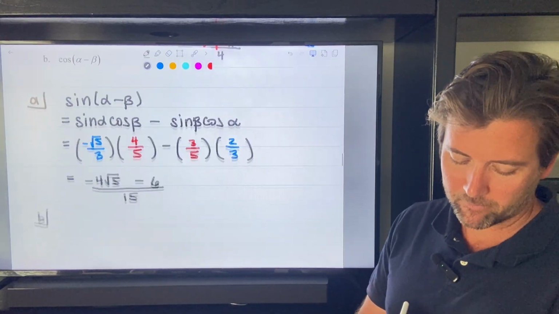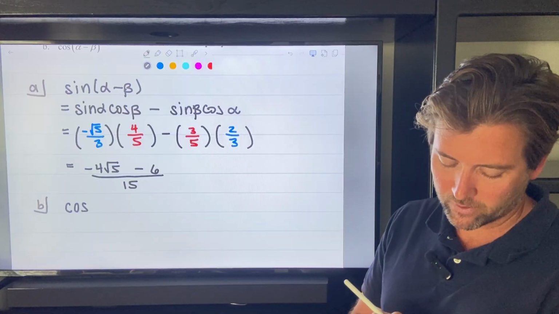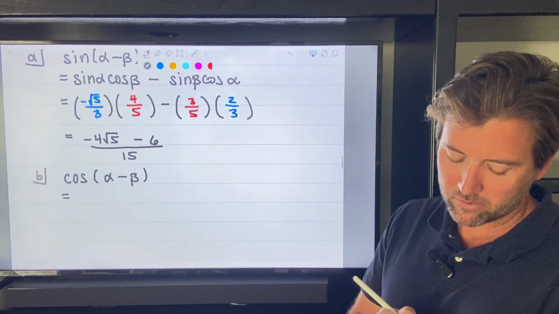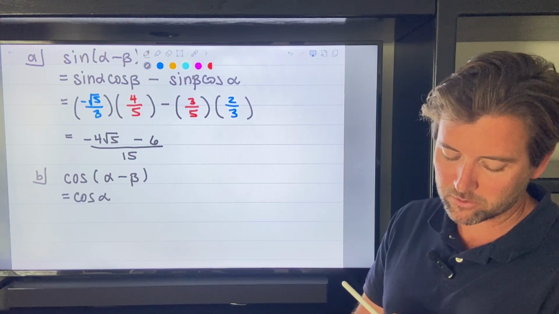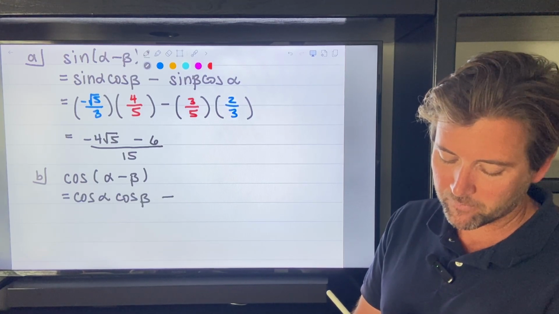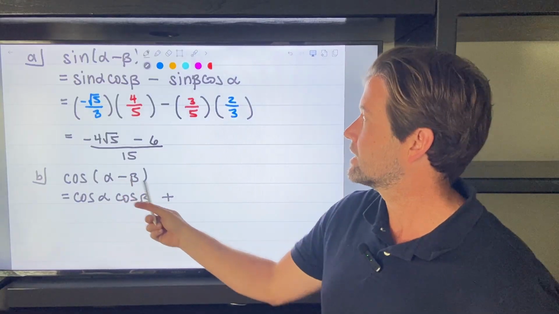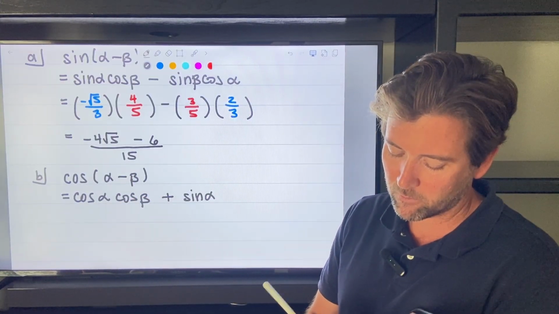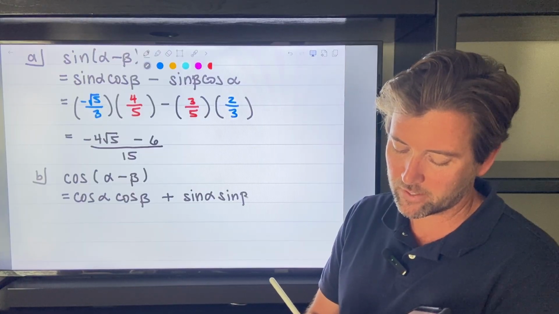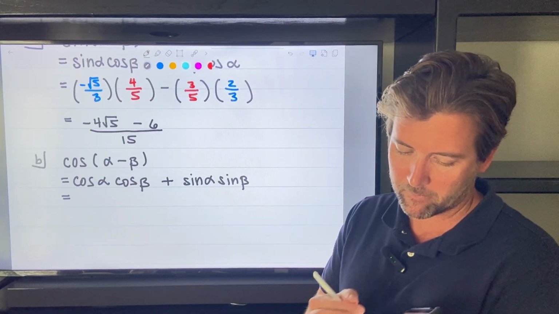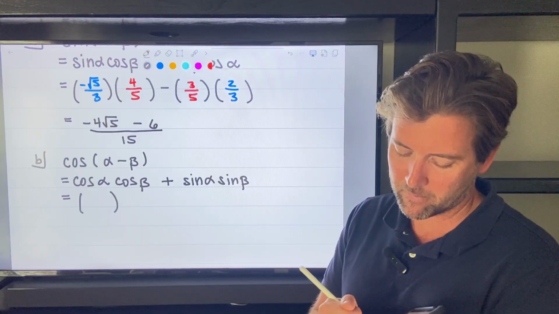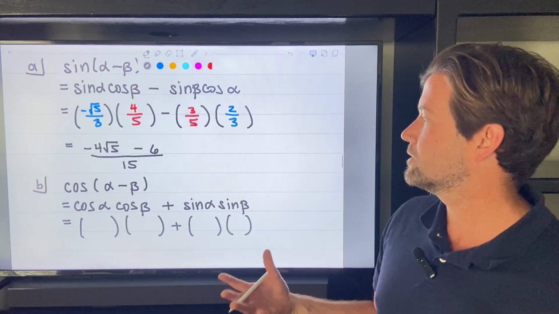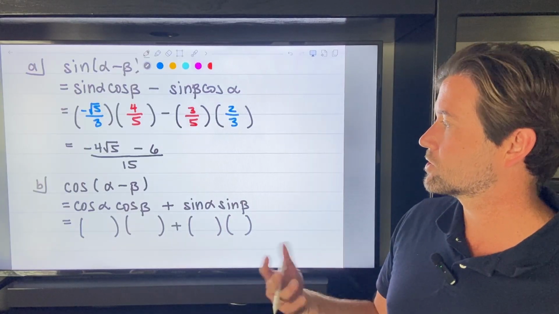Part B, we have the cosine of alpha minus beta. So knowing our formula, this expands to cosine alpha, cosine beta. Because this is a minus sign here, this will be a plus sine of alpha times sine of beta. Now, I'm just going to use the parts above here rather than look at the triangle.